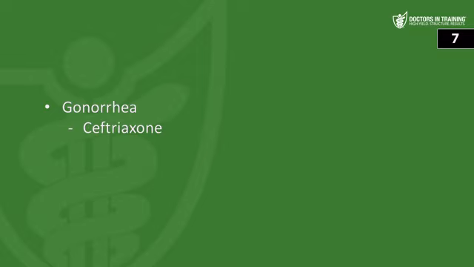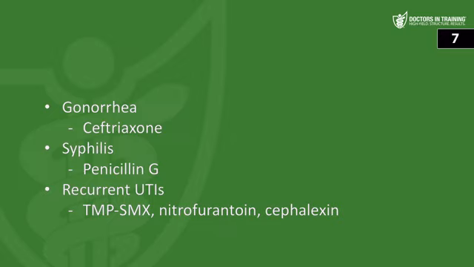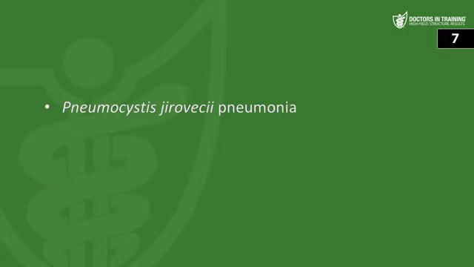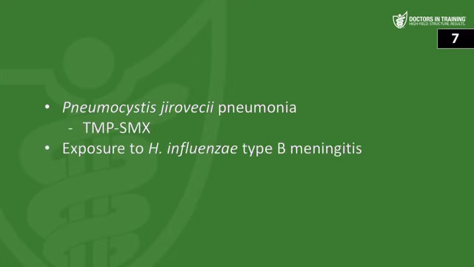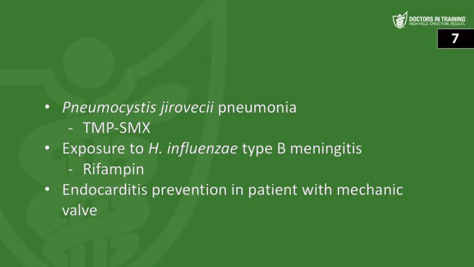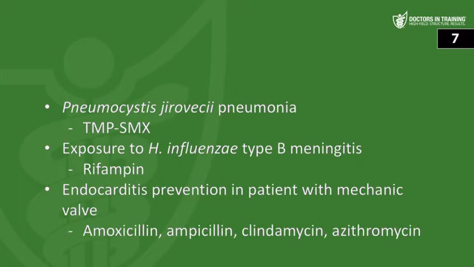Which is used for prophylaxis for the following infections? Gonorrhea is ceftriaxone. Syphilis is penicillin G. Recurrent UTIs can be TMP-SMX, nitrofurantoin, or cephalexin. Pneumocystis jirovecii pneumonia, or PCP, is TMP-SMX. Exposure to H. flu type B meningitis is rifampin. Endocarditis prevention in a patient with a mechanical heart valve. Remember that there are very specific criteria for who really needs antibiotic prophylaxis for endocarditis, but if indicated, we usually use amoxicillin, ampicillin, and if the patient is allergic to penicillin, we would use clindamycin or azithromycin.